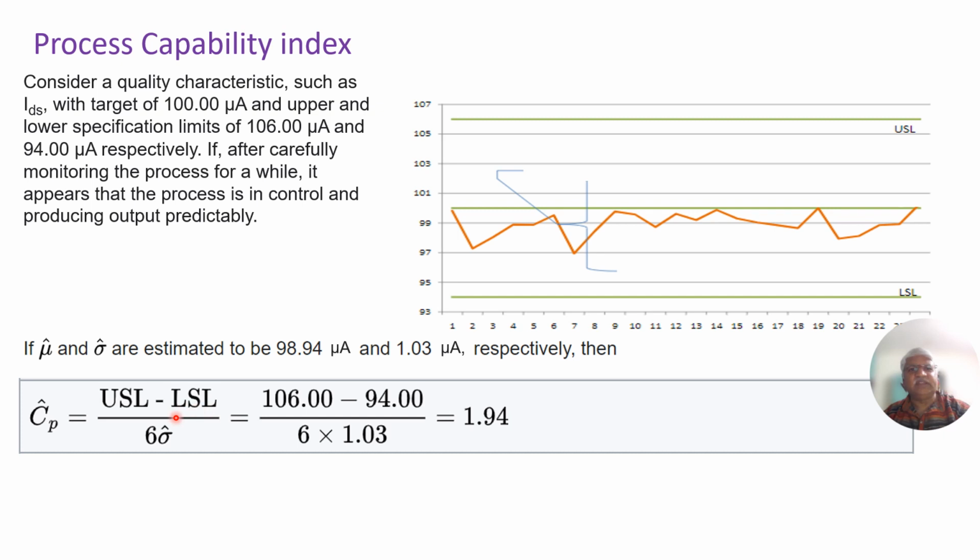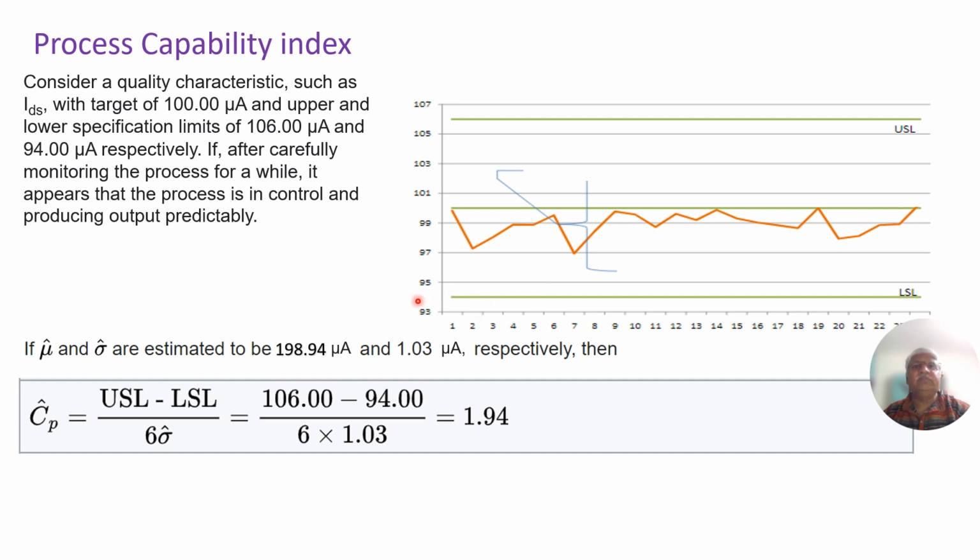So USL minus LSL by 6 sigma, if you observe, is 106 minus 94 by 6 times 1.03, so the value is 1.94. There is a catch here. This seems to be correct as long as the process is within this. However, not every time will this process capability give the right picture.